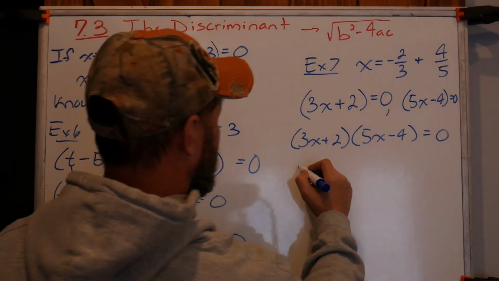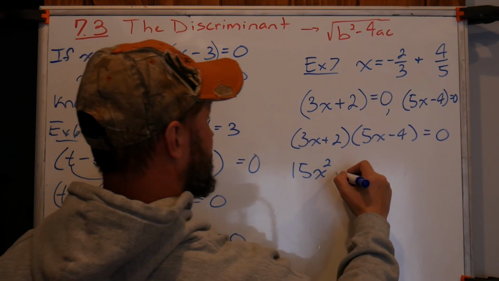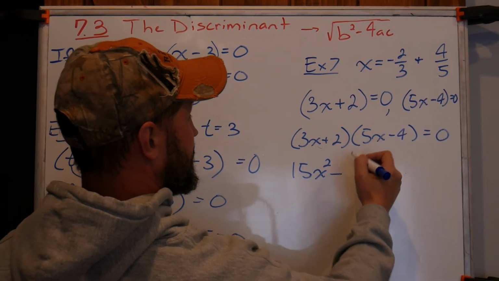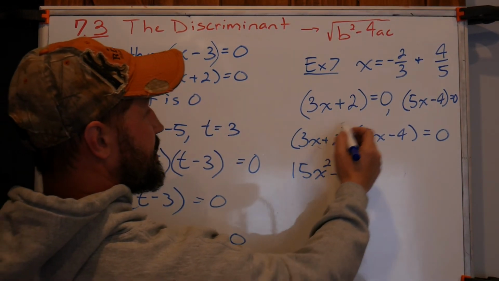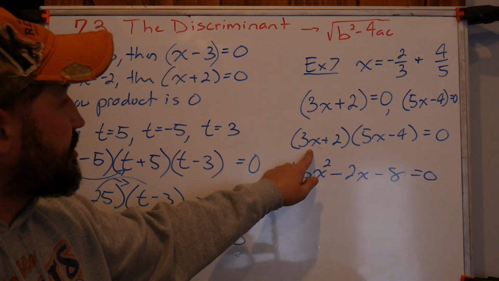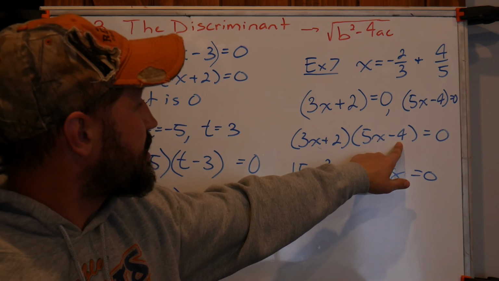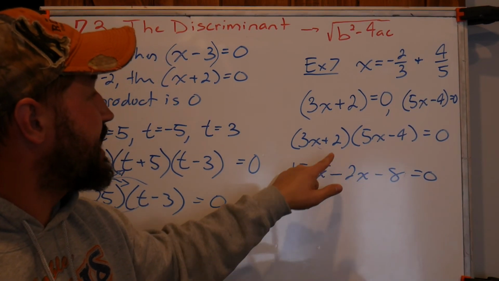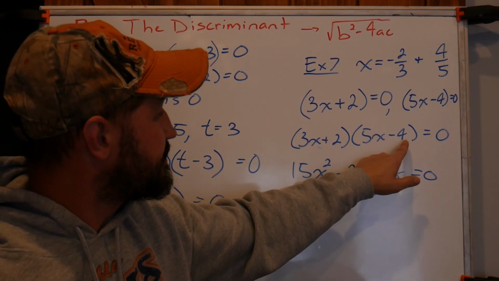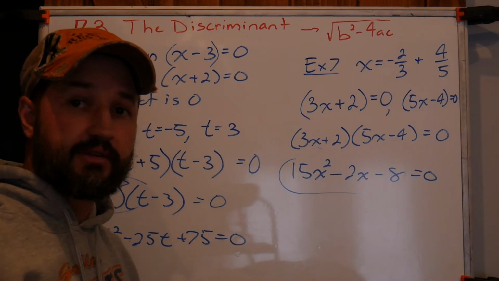Okay, I'm running out of battery life, so hopefully I get through the whole thing. 15x squared, here I have a minus 12x plus 10x, so minus 2x minus 8 equals 0. There's my equation. 3x times 5x is 15x squared. 3x times minus 4 is -12x, plus 10x. That gives me -2x, and 2 times -4 is -8, and I leave it. I'm done. There's my answer for that one.